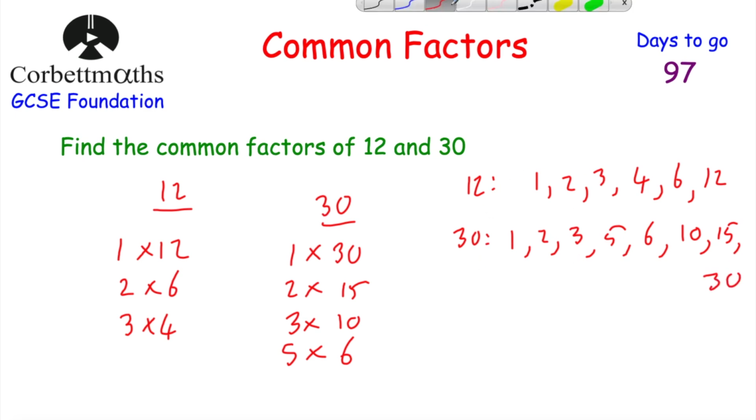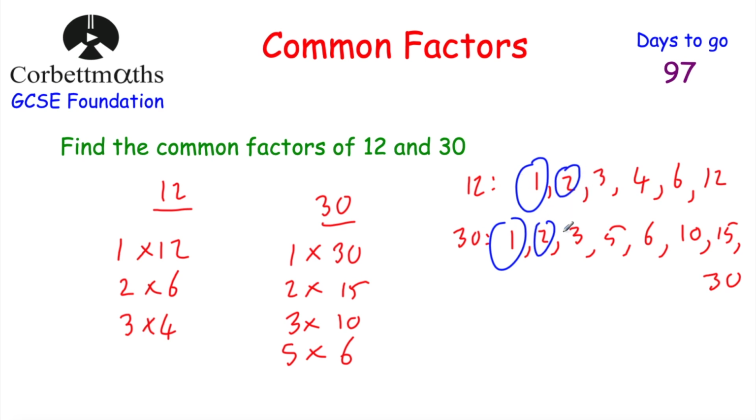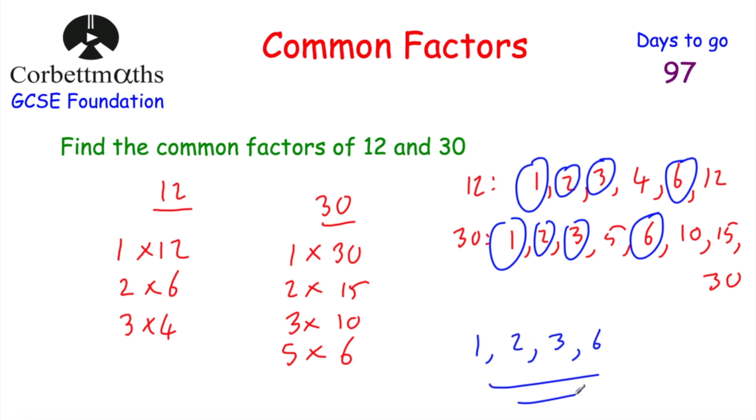Now we're looking for the common factors, so let's look and circle any common factors. So 1 will be a common factor of 12 and 30, and actually 1 will be a common factor for any pair of numbers. And then let's have a look at any other numbers. We've got 2 in both lists, so 2 is a common factor. 3 is a common factor, it's in both of the lists. Not 4, not 5, 6 is a common factor. Not 12 or 10 or 15 or 30. So the common factors of 12 and 30 would be 1, 2, 3, and 6. So they're the common factors.